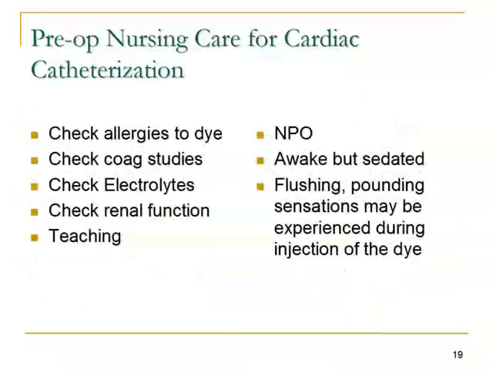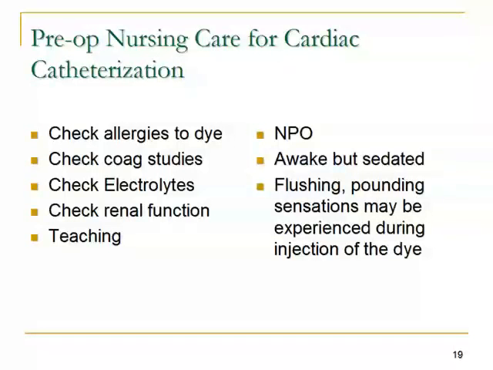Some pre-op nursing care for patients undergoing a cardiac cath. Obviously, they're going to do this under fluoroscopy. There's going to be a contrast agent injected, and then under the fluoroscope it will be visualized if that patient does have any narrowing or ischemia within the coronary arteries. Because they are getting a contrast dye, the patient needs to be checked for allergies to the dye. The patient needs to make sure they don't have bleeding disorders, so coag studies are going to be checked before the patient has this done. They want to make sure the electrolytes are okay and the patient's renal function, so BUN and creatinine will be checked.